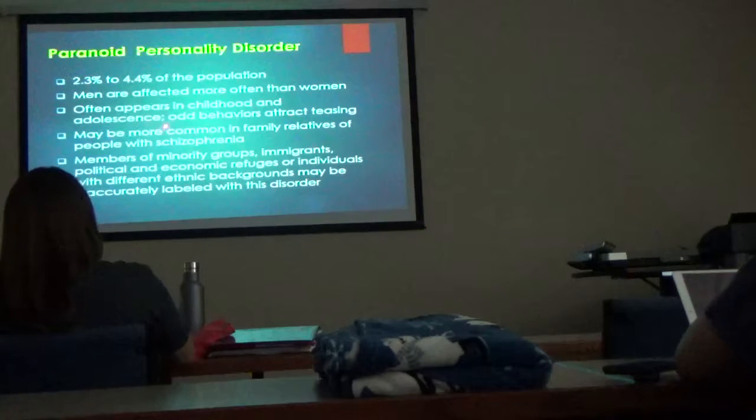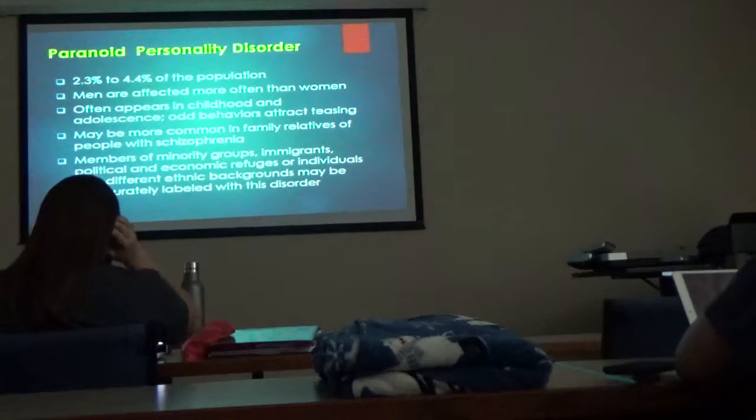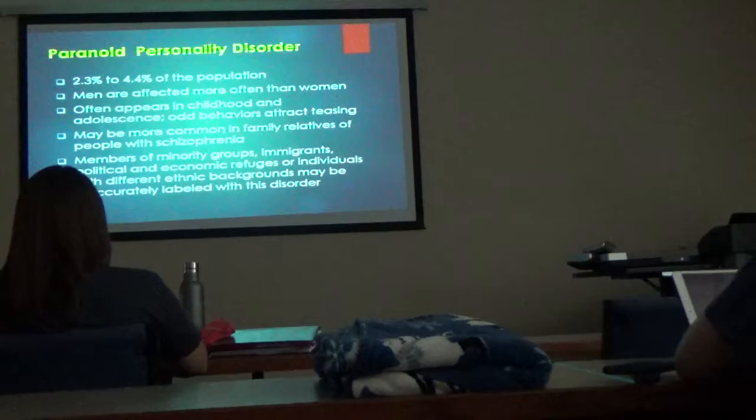It often appears in childhood and adolescence, as you expect. Odd behaviors attract teasing, as you can well imagine. Maybe more common in family relatives of people with schizophrenia, because you know that paranoia is one of the features that you see in more full-blown schizophrenia. So it could be more common there.